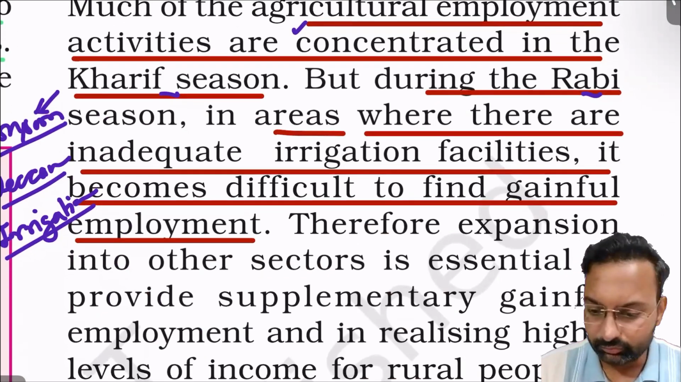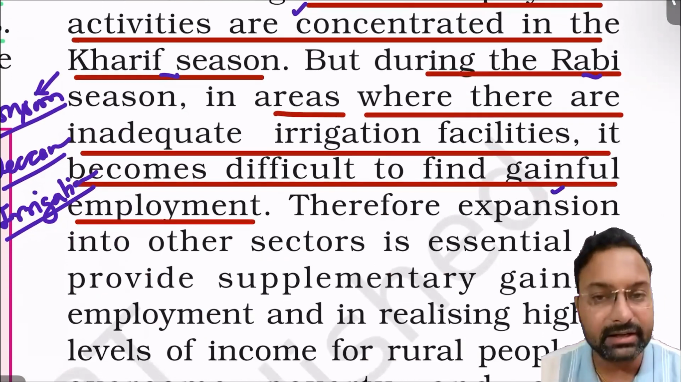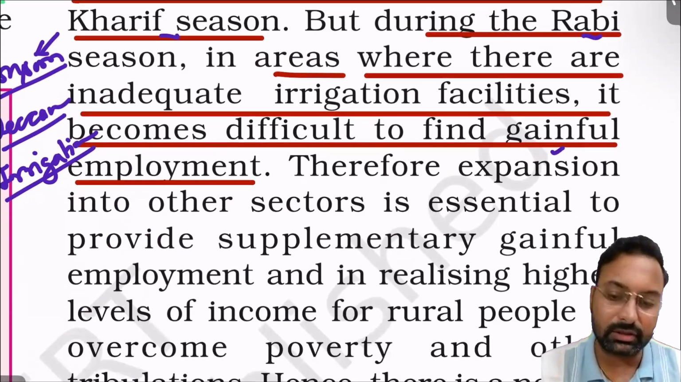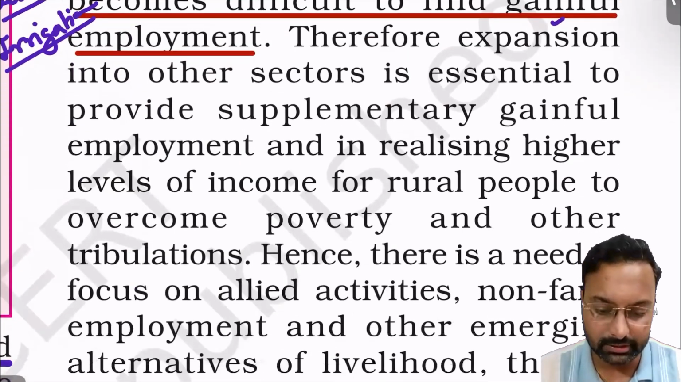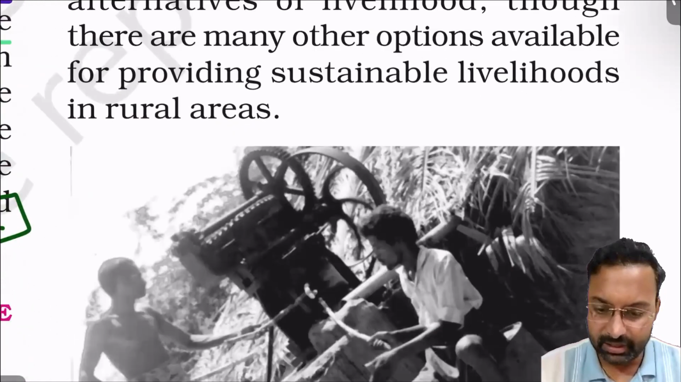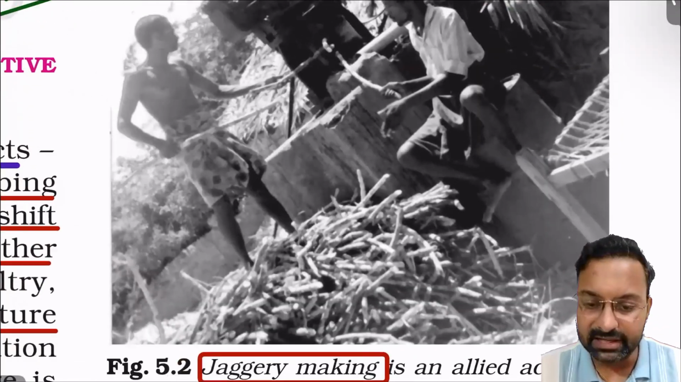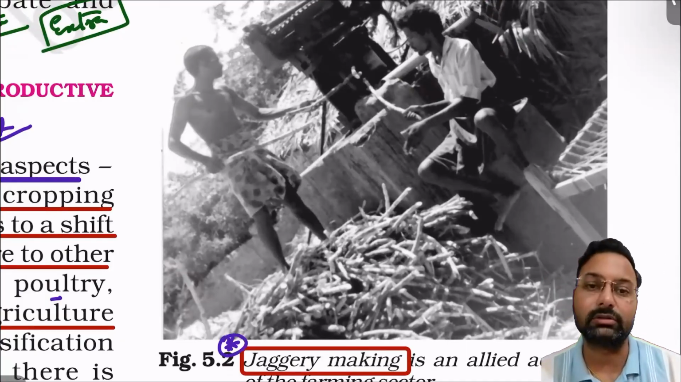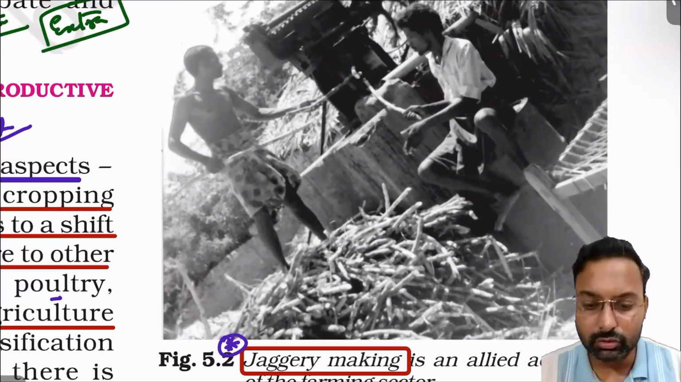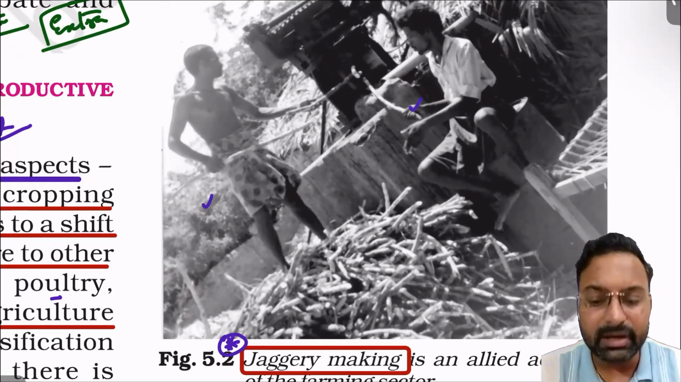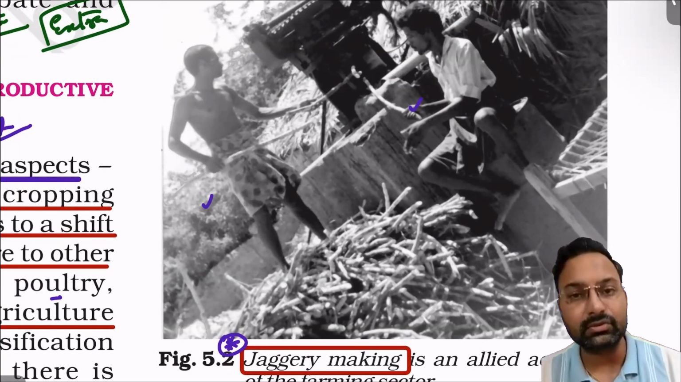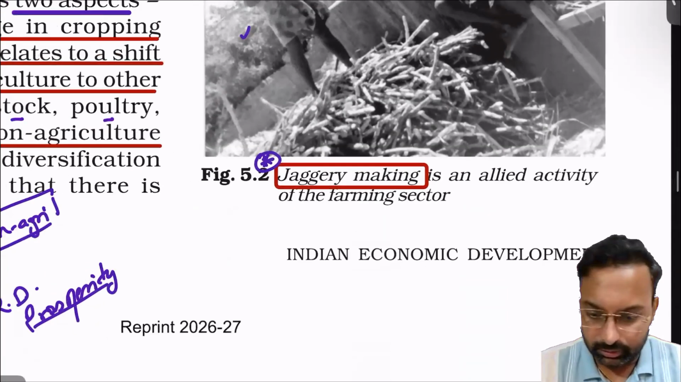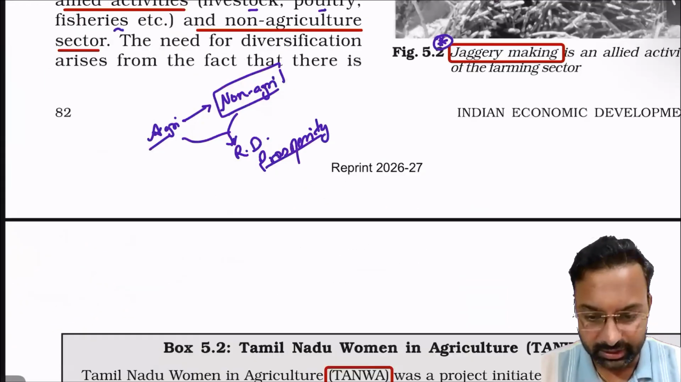So in order to find some gainful employment at that point of time, we need to diversify our agriculture or economic activities. This image is very important. See, here jaggery making is going on. This is diversified employment by the farmer. These people are not dependent only on agriculture. They have started a small scale industry, that is, a jaggery making industry, in their villages. So this was the diversification.